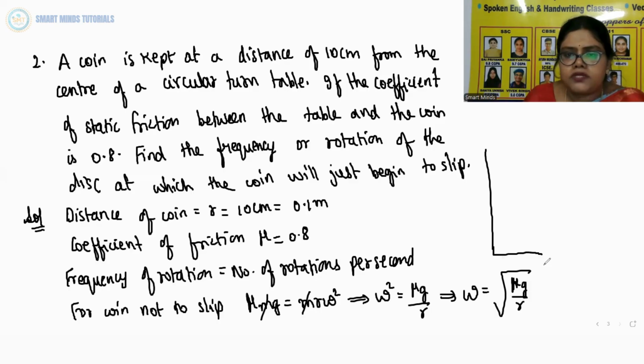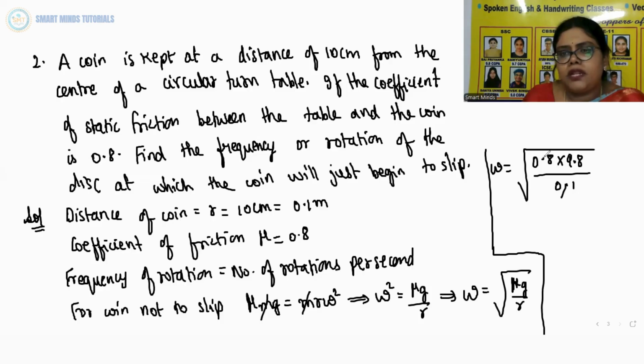Now we need to substitute the values here. So omega is equal to root over mu is 0.8 and g is 9.8 by r is 0.1. This decimal and this decimal will be cancelled. So if you multiply 8 into 9.8, we will get 78.4. And if you take the square root of 78.4, you will get approximately 8.854 radians per second.